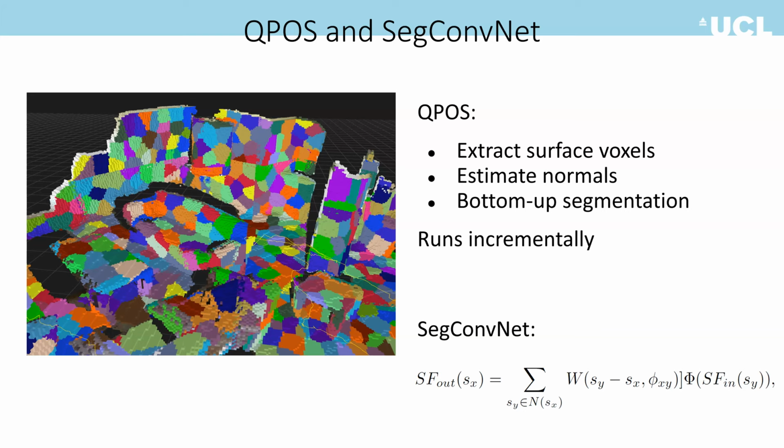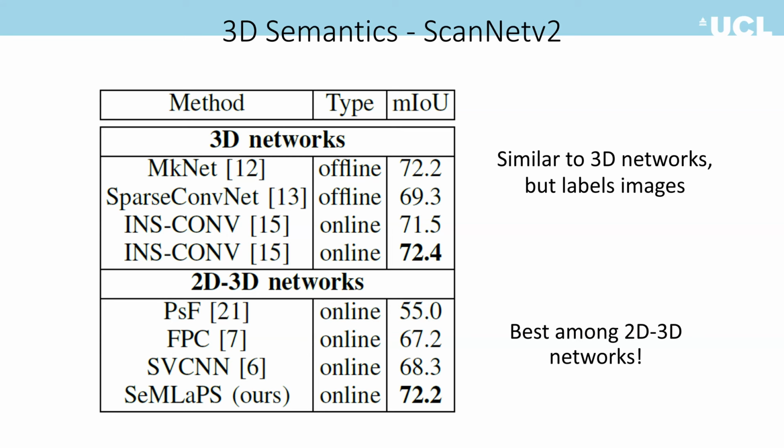Okay, so that's the whole pipeline, and here we show some comparison against some baseline methods. This is on ScanNet validation split. You can see our method SemLabs, firstly, achieves the best result among all the 2D, 3D based methods. It also performs on par with the 3D network based methods. But we can also provide 2D semantic labeling, which is important for some other robotic tasks.